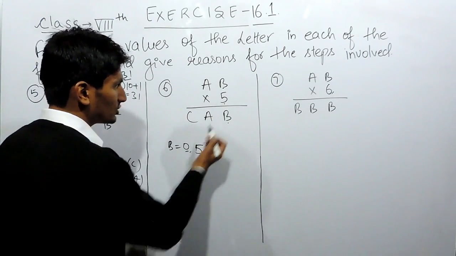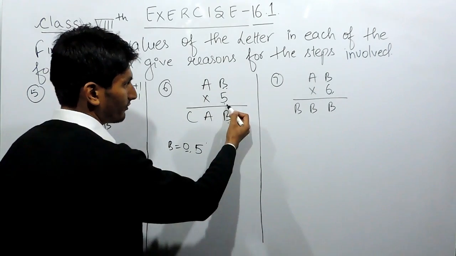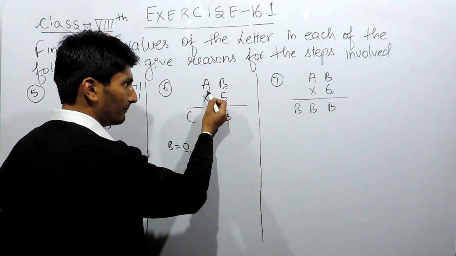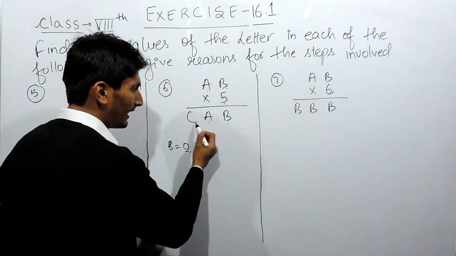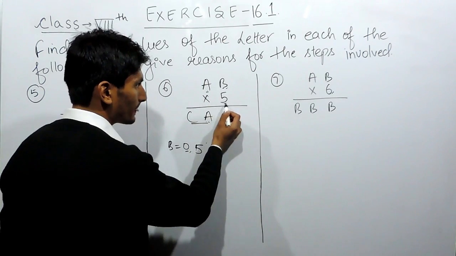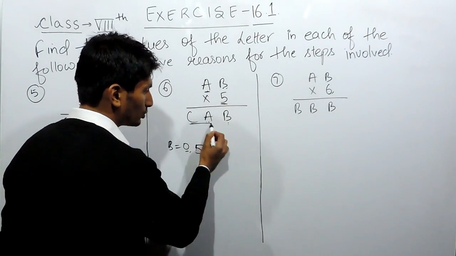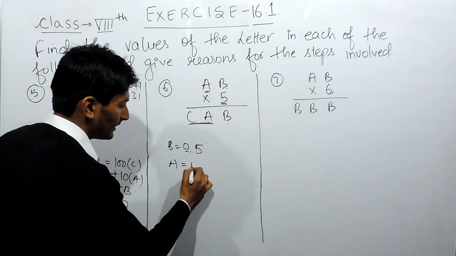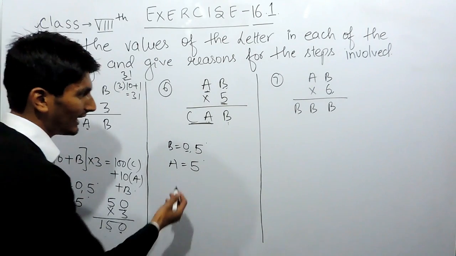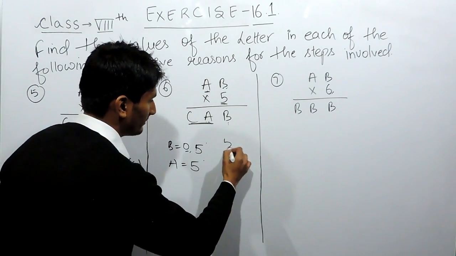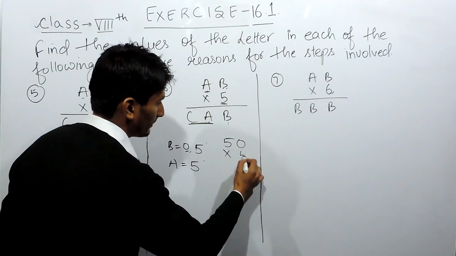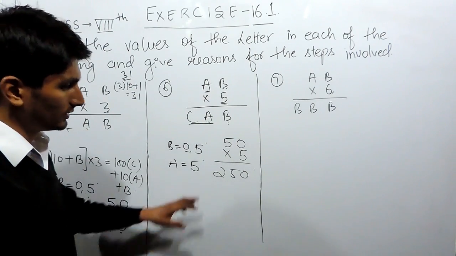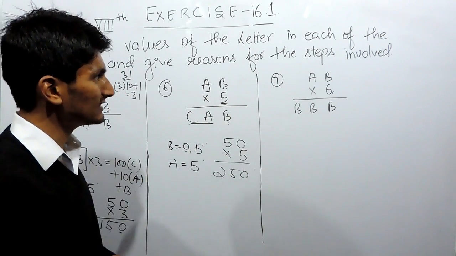Now again, assuming the value of B as 0, 5 into 0 is 0. Now again we have to multiply 5 with a number, and the same number must be there, and when this is multiplied by 5, a 2-digit number must be formed. So in that case, the value of A must be 5. In that case only, the value of A will be 5. 50 multiplied by 5 will give 250. So this is the case for this sixth question.